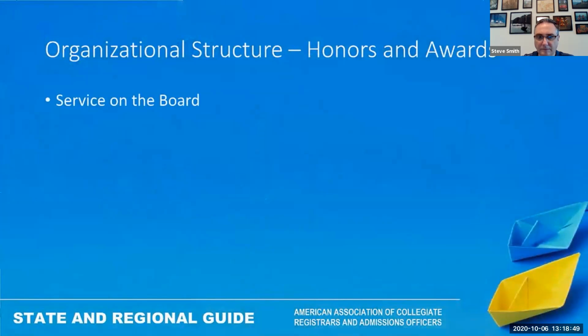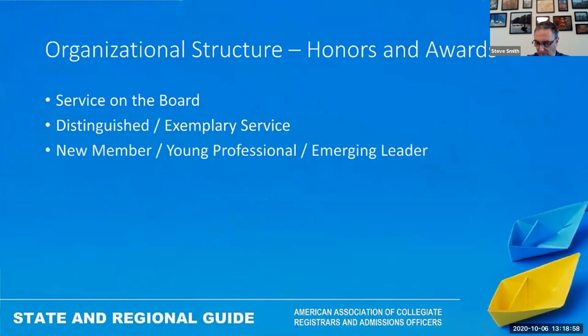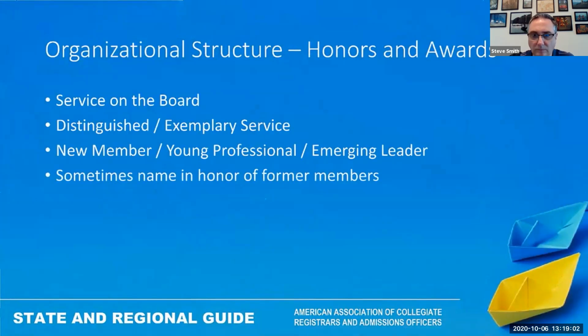Because the state and regional associations rely almost exclusively on the work of the members who volunteer to serve the organization, it's important to recognize those commitments with honors and awards. These can come in the form of certificates and plaques to the members who serve on the board, special awards that are given to members with distinguished or exemplary service, and special awards for new members or young professionals or emerging leaders. Sometimes state and regional associations have named these awards in honor of former members.